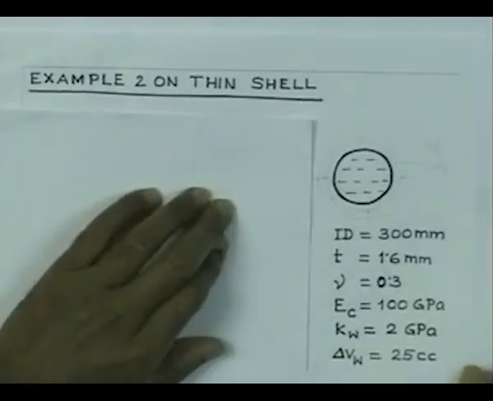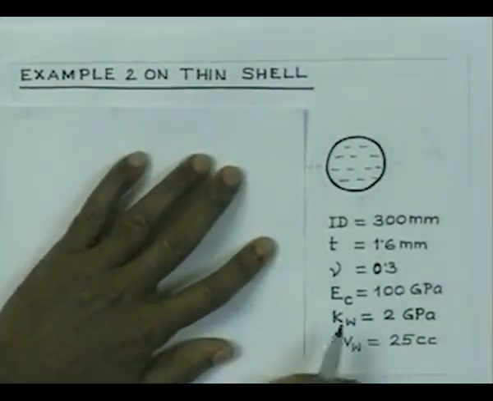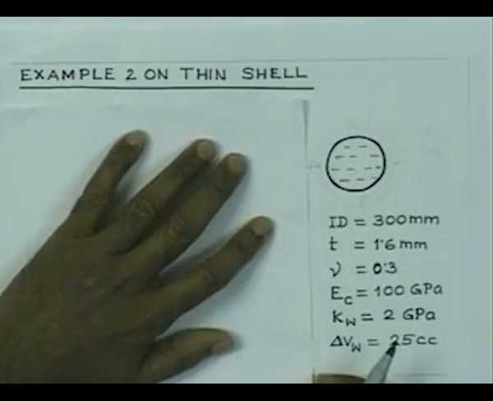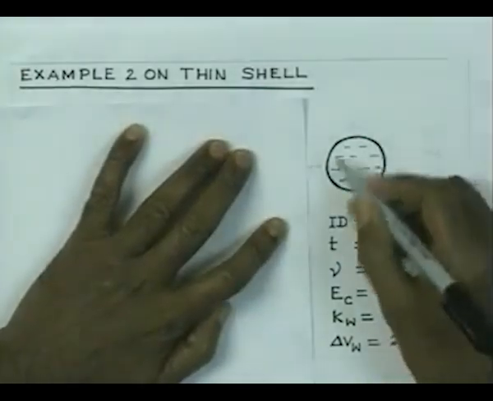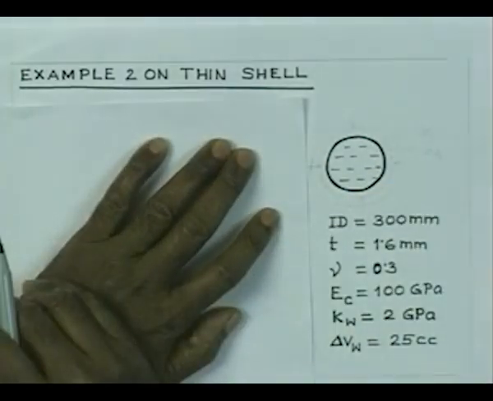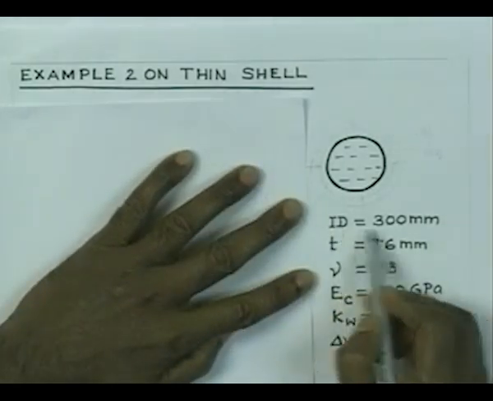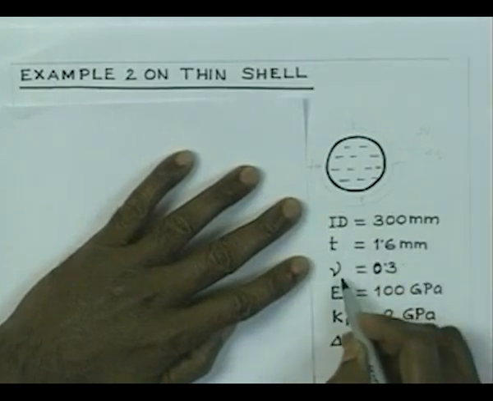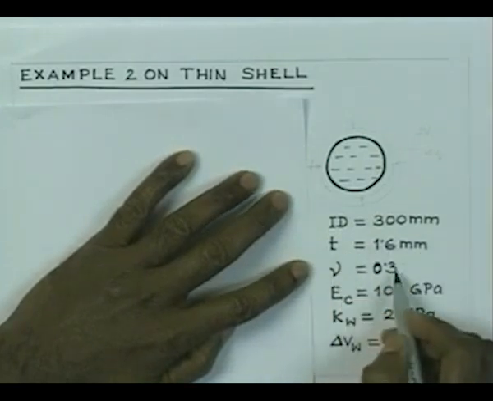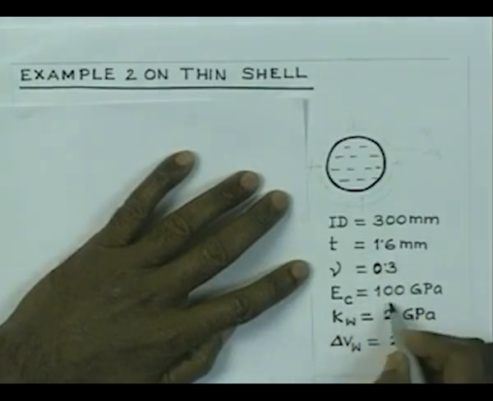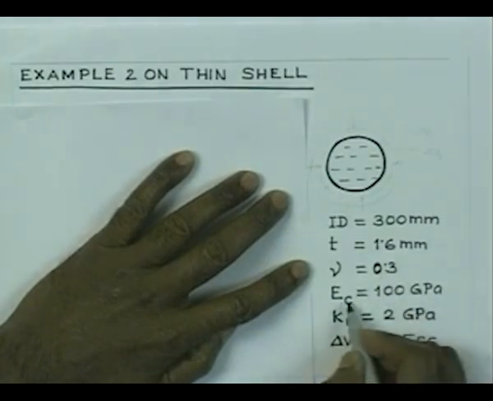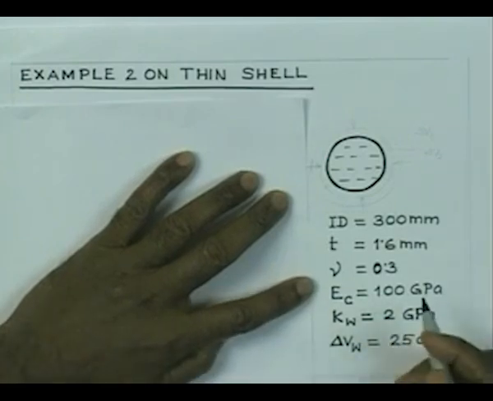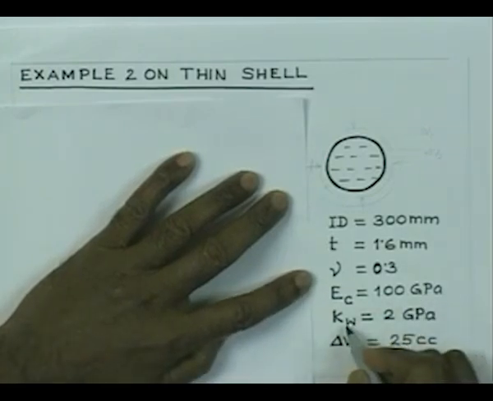The spherical cell is with the following details. Again, it is a thin cell which is filled with water at atmospheric pressure. Its internal diameter is 300 millimeter, wall thickness is 1.6 millimeter, material property Poisson's ratio is 0.3, and it is having modulus 100 GPa. It is made up of copper, and the bulk modulus of water is 200 GPa.